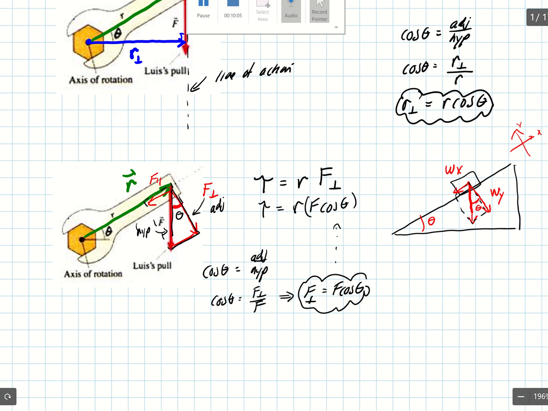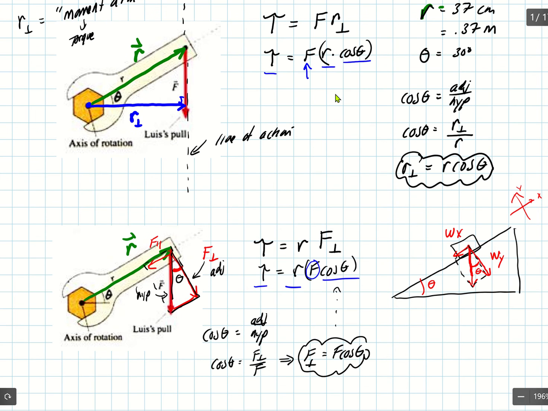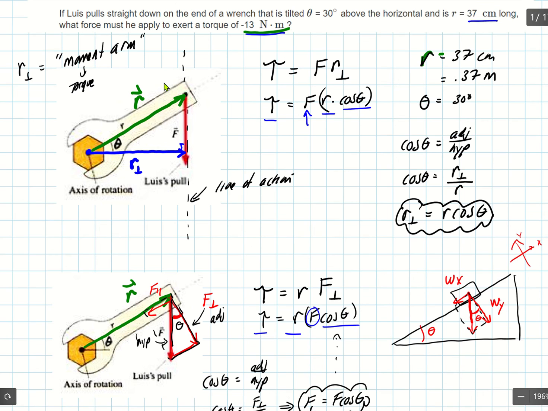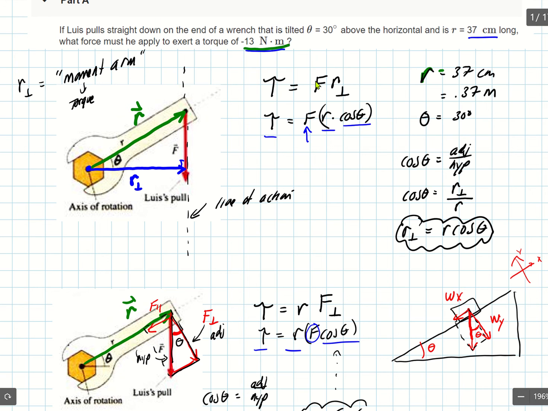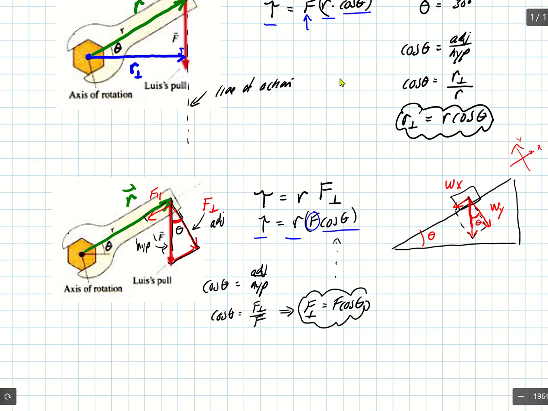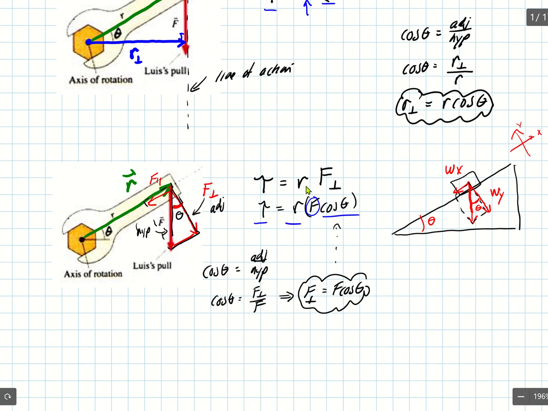I'm not going to solve it, but it's solvable because we know the torque, we know R, we know the angle, and the only thing left to solve for is F. Well, if you look up here, these are the same exact things. So you will get exactly the same answer whether you want to do torque is F times the moment arm, or whether you want to do torque is R times the component of the force that's perpendicular.